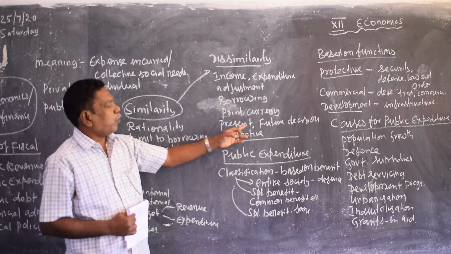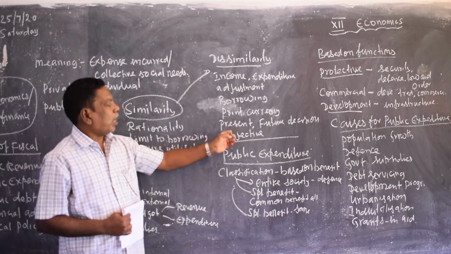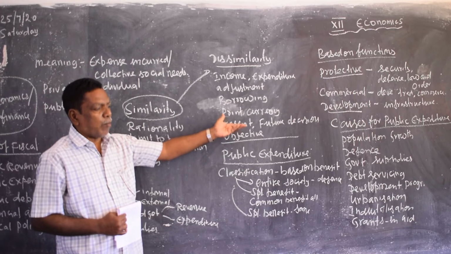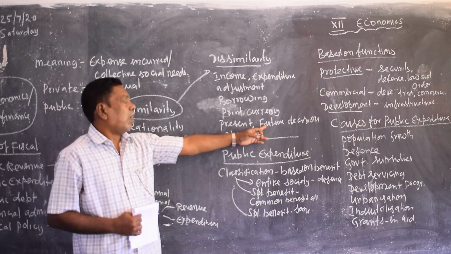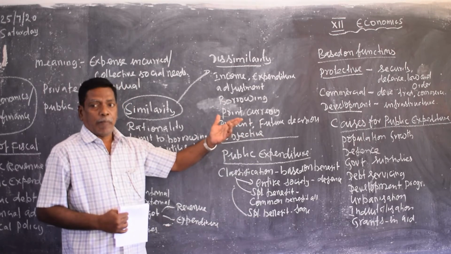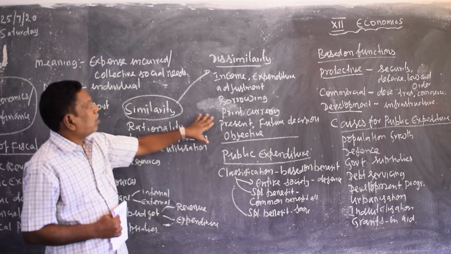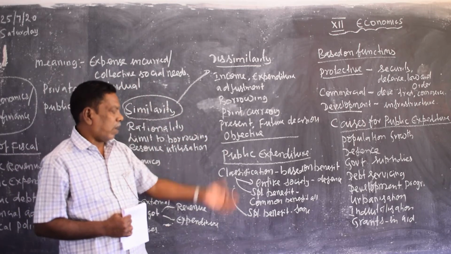And the present and future objective decision. So what is the present and future? Private will be looking at the very short term: how much they are investing, how much they are spending, they must have a return in a quicker term. Whereas government will have a future plan, a long-term perspective. So these are the similarities and dissimilarities connected with private finance and public finance.